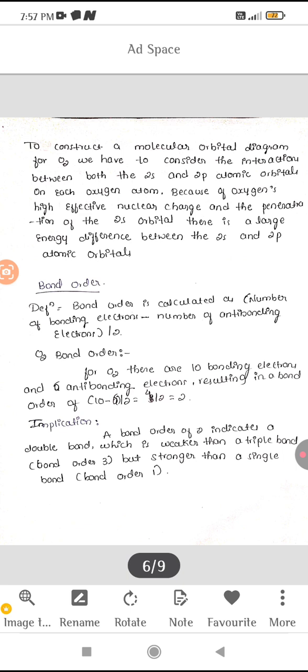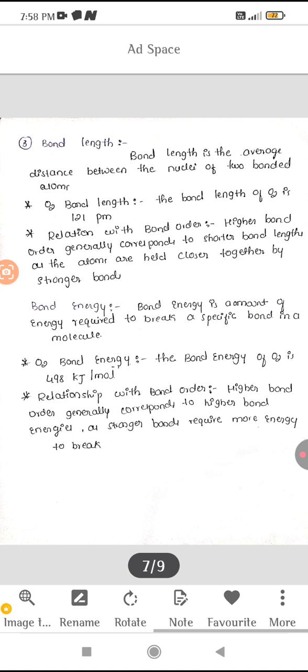Implication: a bond order of 2 indicates a double bond, which is weaker than a triple bond but stronger than a single bond. The bond length is the average distance between the nuclei of two bonded atoms. Oxygen's bond length is 121 pm. In relation to the bond order, a higher bond order generally corresponds to a shorter bond length, as the atoms are held closer by the stronger bond.